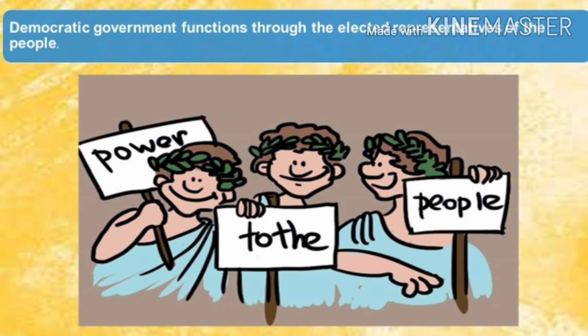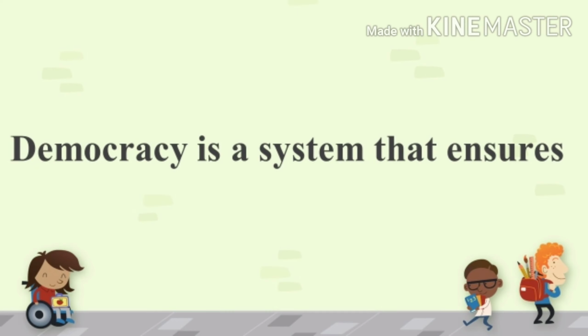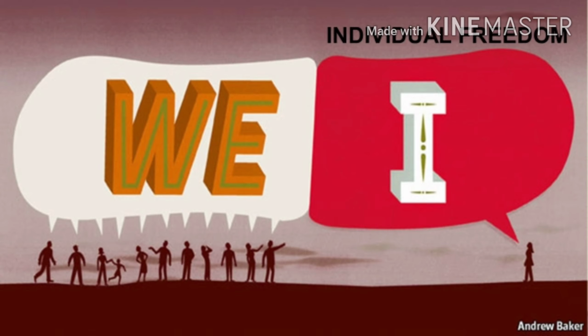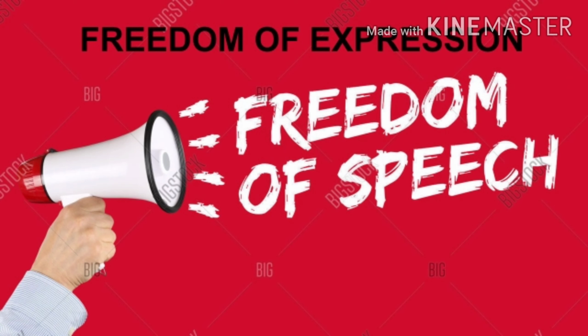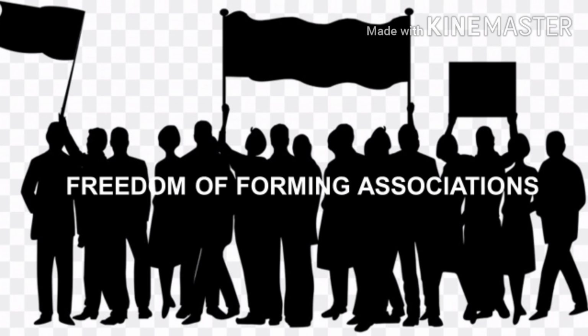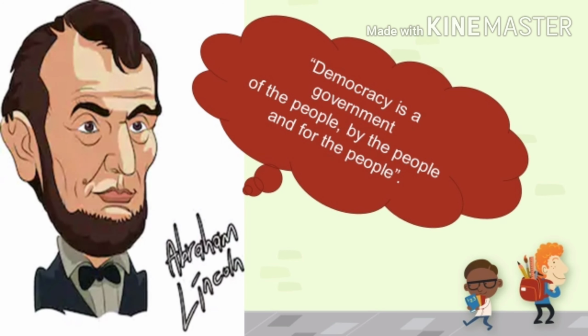Democracy is a system that ensures individual freedom. For example, freedom of expression and freedom of forming an association. We have the freedom to speak what we feel about the things we are thinking, and to form associations. Abraham Lincoln has said that democracy is a government of the people, by the people, and for the people.